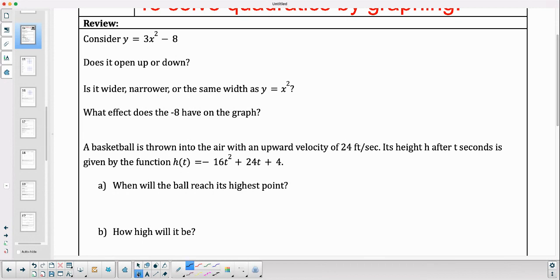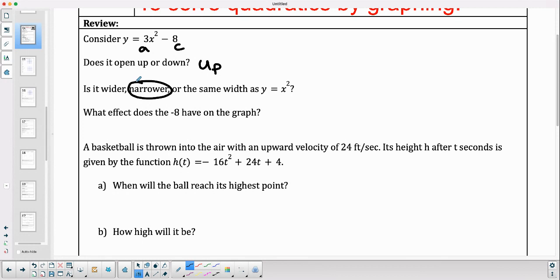So the first thing is, does it open up or down? Okay, we're looking at the A term and we're looking at the C term right now. So if the A term is positive, that's when we open up. And what we look at with A is if it's bigger than or less than 1. So if it's a number that's bigger than 1, like A is right now, that's when we have a narrower graph. Okay, it's wider if it's a fraction between 0 and 1.